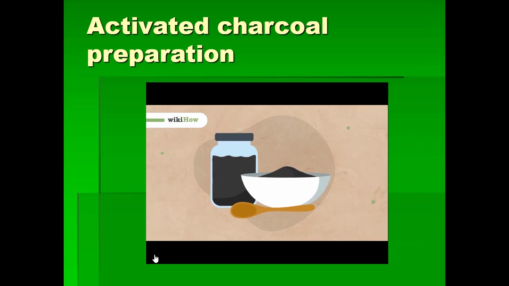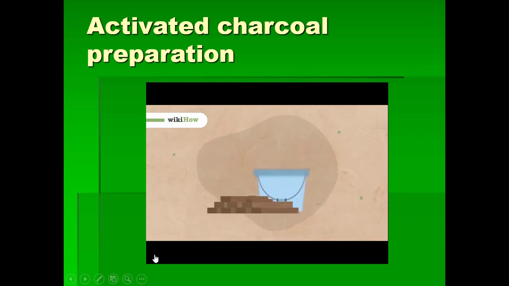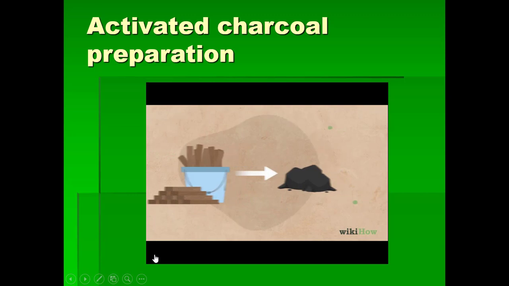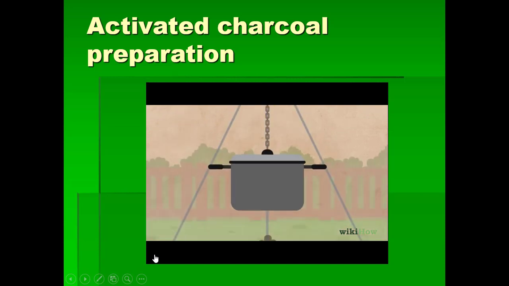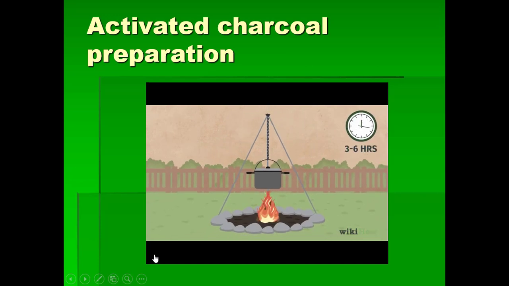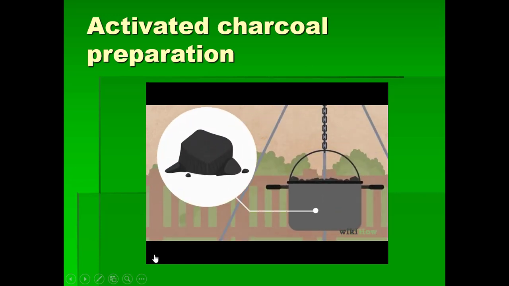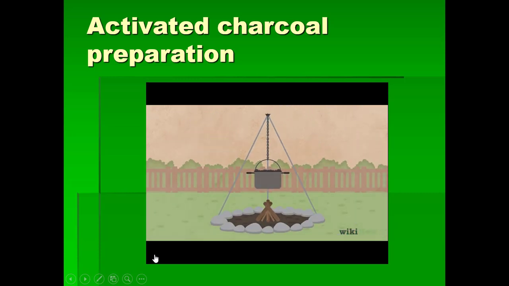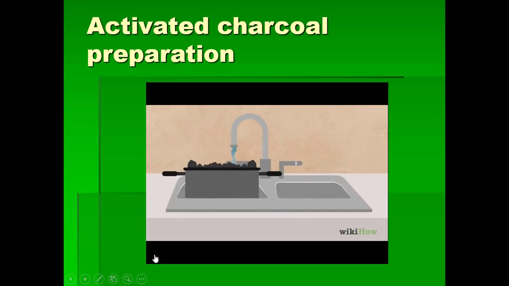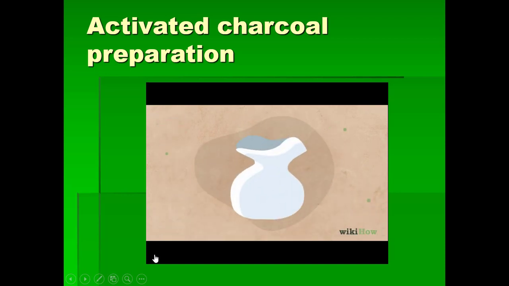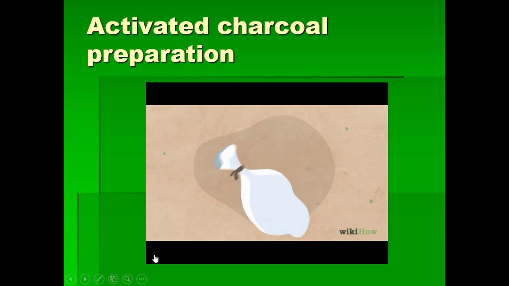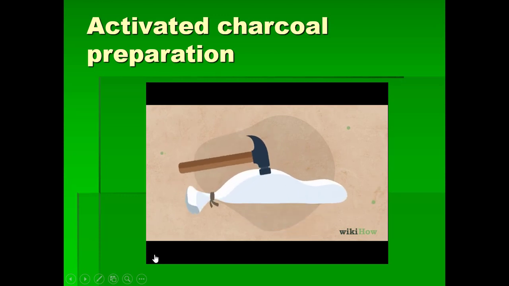To make activated charcoal, first you'll need to turn hardwood into charcoal. Fill a large pot with 4-inch, 10-centimeter pieces of hardwood and cover it with a loose-fitting lid. Heat the pot over a fire for 3 to 6 hours until the wood has turned into charcoal. Let the charcoal cool, then rinse it with water and let it completely dry. Next, transfer it to a plastic bag and grind it into a fine powder with a hammer.